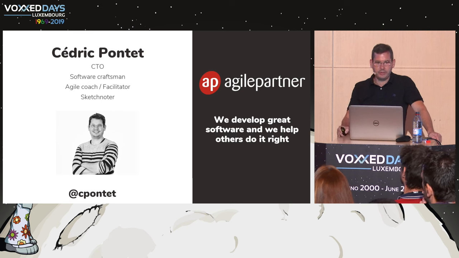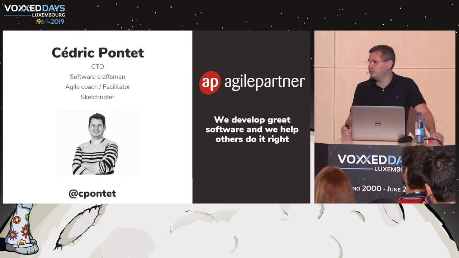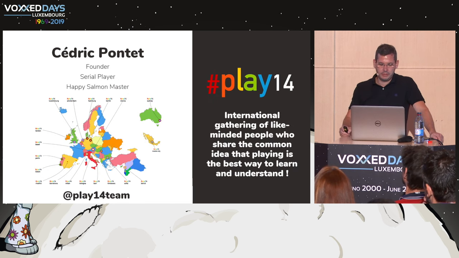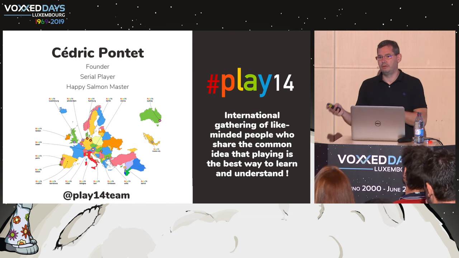I'm Cédric Pontet. I'm the CTO of Agile Partner, a company where we do software development and also agile coaching. So I hold two hats. I'm a software architect, cloud architect, and also an agile coach. I also co-founded Play 14, which is a playful event. We are all around the world now, and we spend basically 2.5 days playing with a lot of things. We use play as a metaphor for learning, basically.